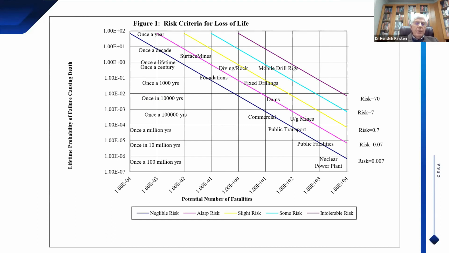This is an expression of the quantitative risk thresholds that you find in the guideline, and you'll see that this diagram is very similar in layout to the risk ranking matrix that we've just looked at a few slides back. Again, this is a diagram that looks at the criteria for loss of life, and on the horizontal scale, you find the potential number of fatalities or lives lost, and on the vertical scale, you find lifetime probabilities of failure of the cause for the fatality.